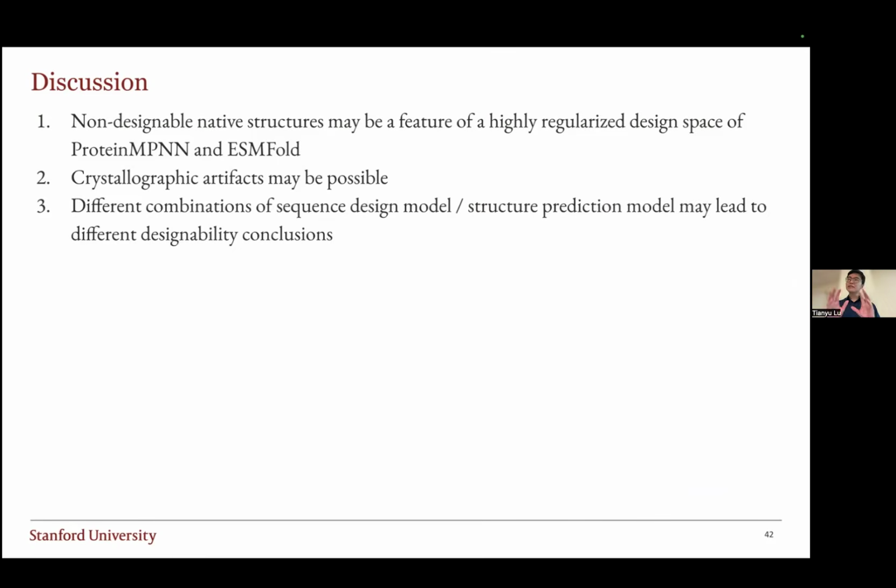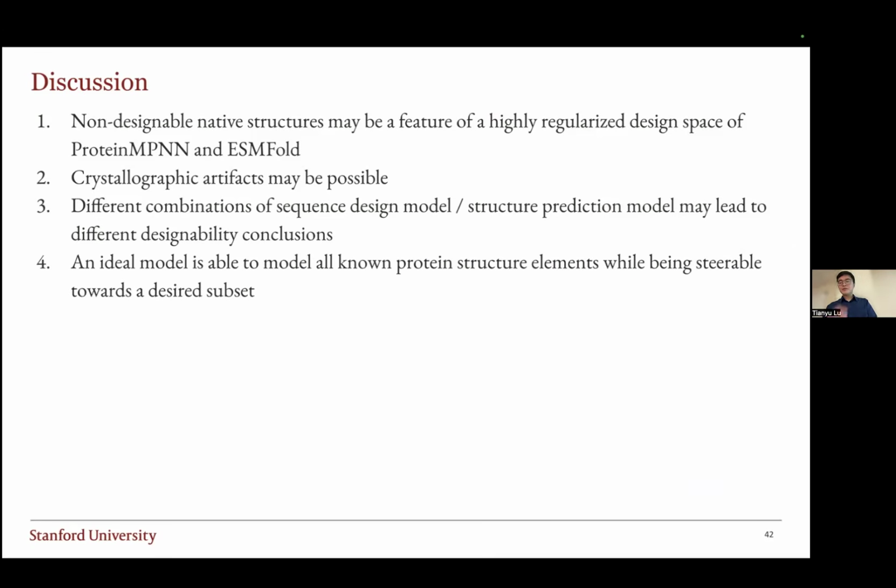There are different combinations in that matrix of which sequence design model to choose. Right now we only look at ProteinMPNN and ESMFold, but you can also do the same thing with Chroma design, OmegaFold, and many of the later models like Boltz and so on. They might lead to drastically different designability conclusions.